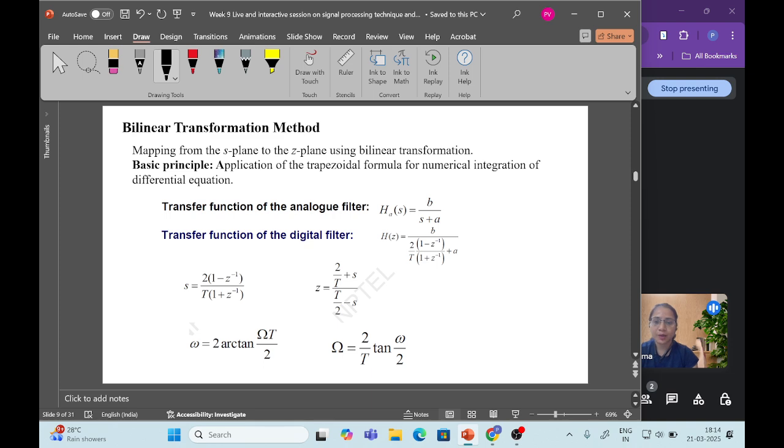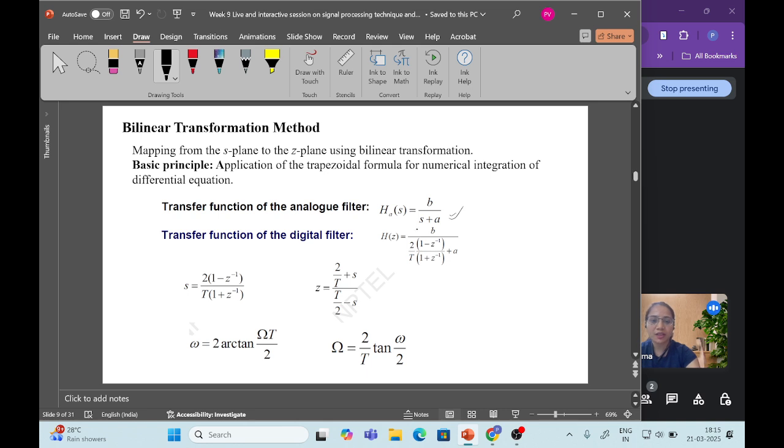Now next one is the bilinear transformation. For mapping from the S plane to the Z plane, we use the bilinear transform also. The basic principle is the application of the trapezoidal formula for numerical integration of a differential equation. The transfer function of any analog filter is defined by this. For example, Ha(s) equals B divided by (s plus A), and then we determine the digital form, that is H(z) equals B divided by [(2/T)(1 minus Z inverse) divided by (1 plus Z inverse) plus A].